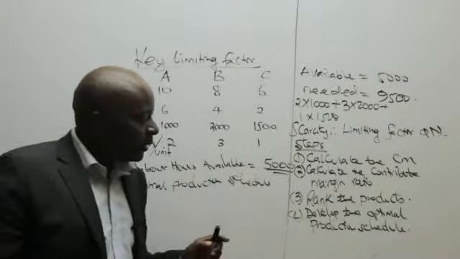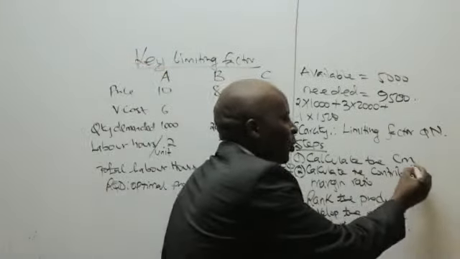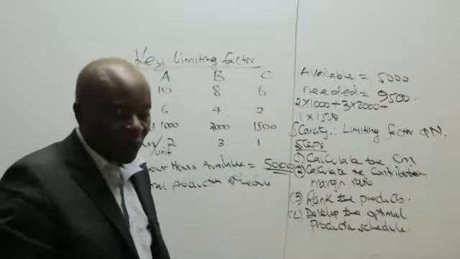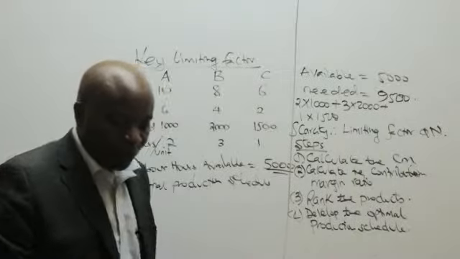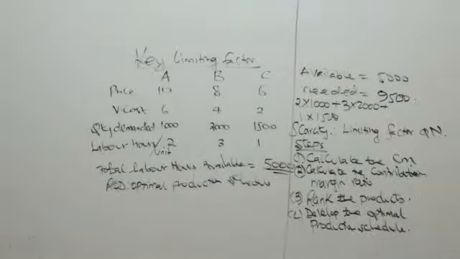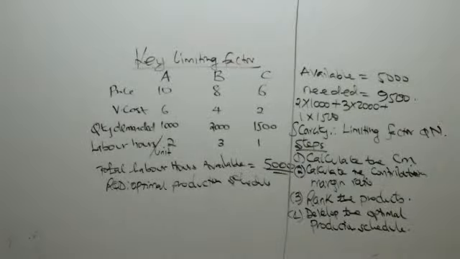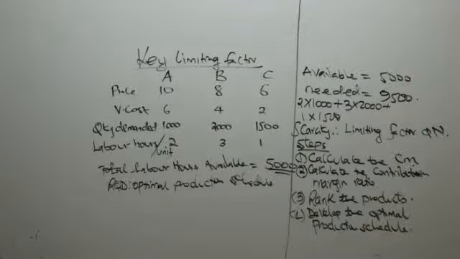Step 2 is not clear. Step 2, they want us to calculate the contribution. Actually, it's the spelling perhaps you're talking about. They want us to calculate the contribution margin ratio. The contribution margin ratio is what they want us to compute in step number 2. And you can see very many students who have been able to give me the formula of getting contribution margin.